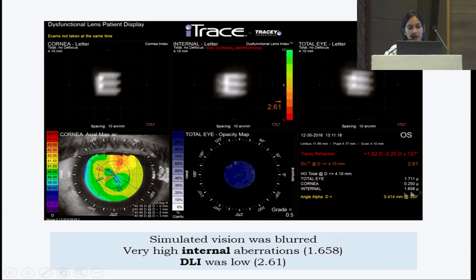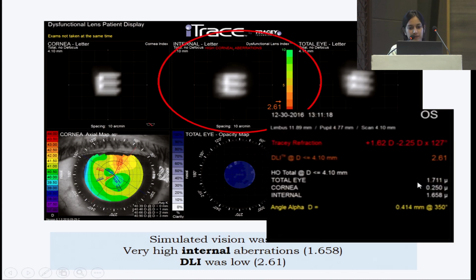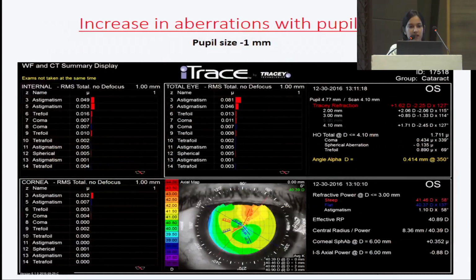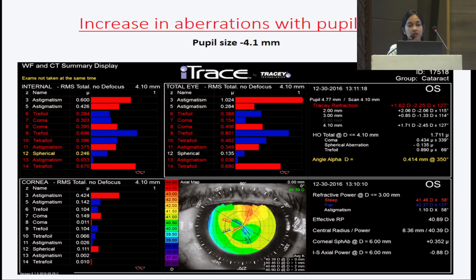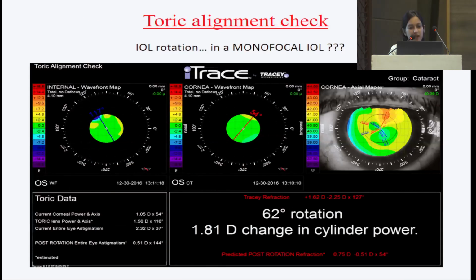DLI was very low and internal aberrations were high. If you see, the aberrations increased from 1 mm pupil size, increased at 2, and increased very much at 4 mm. So he was complaining of glare, and more at night.